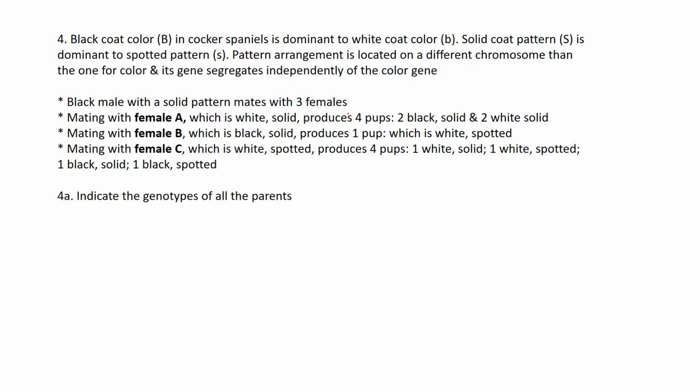Okay, question 4 on page 38. It says a black color coat in Cocker Spaniels is dominant to white. Okay, let's not read anymore. If we can do a legend right away, let's do it. Capital B, doesn't matter what the other allele is, that's going to be black. And if I have two little b's, that's going to make it a white Cocker Spaniel.